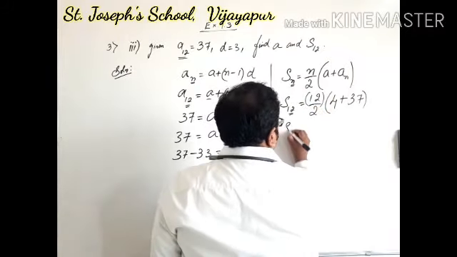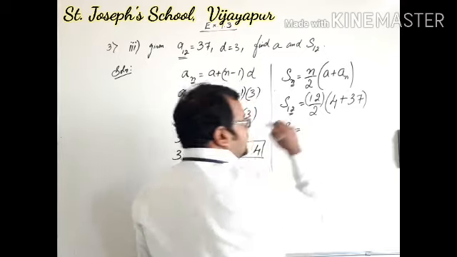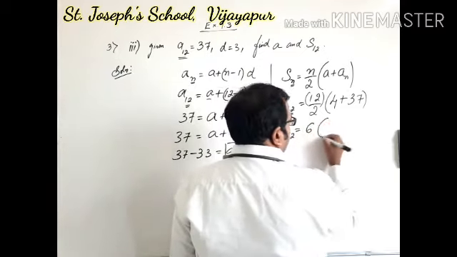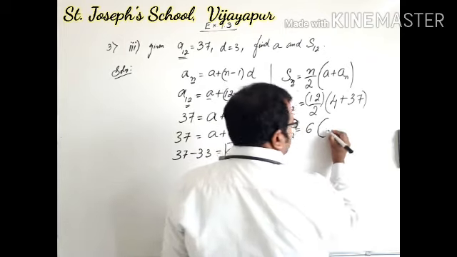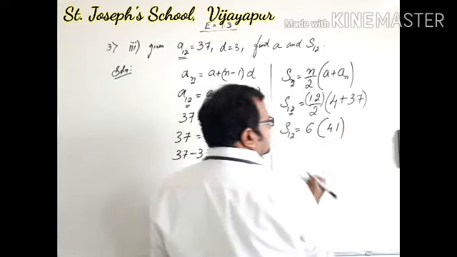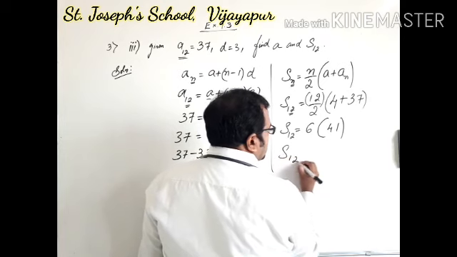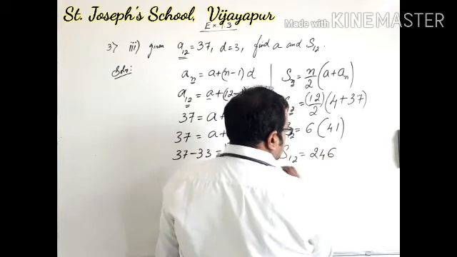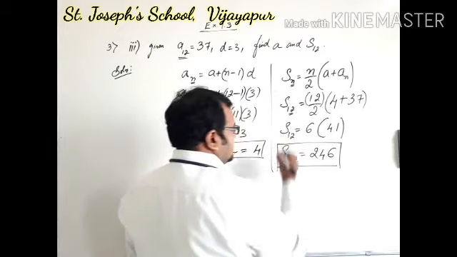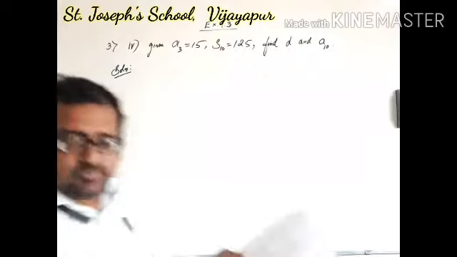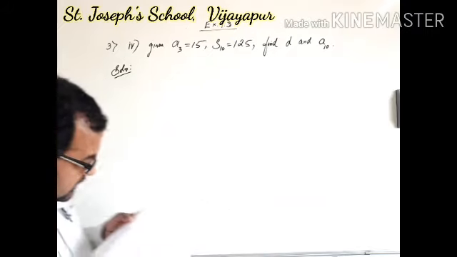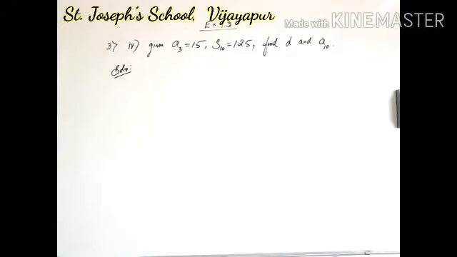Now, S12 is equal to 12 upon 2, which is 6, into 4 plus 37, which is 41. So S12 is equal to 6 ones are 6, 6 fours are 24, 246. That's the solution. Now we start with sub-question number 4. We have two things here, A3 and S10. This is S10.